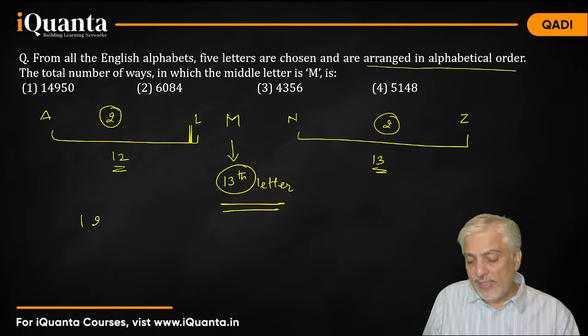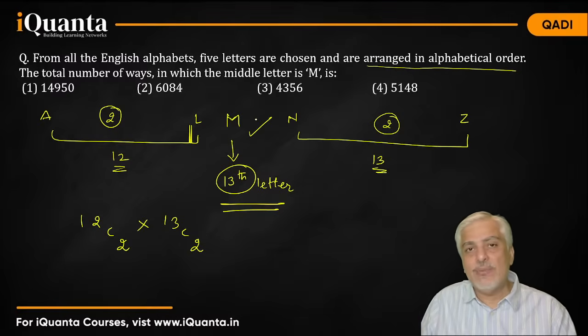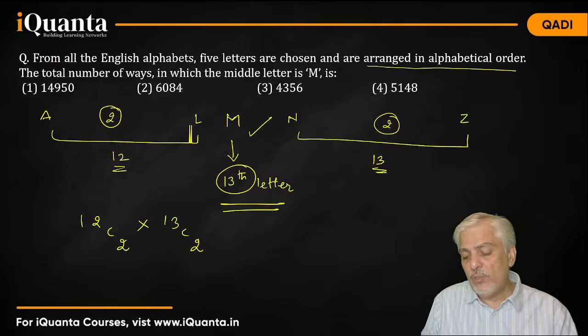So it will be 12C2 from here, multiplied by 13C2 from here. Obviously, M is selected, so that's 1C1. No need to write that. 12C2 into 13C2. Solve it out. That comes to 5148. I can show you the solving.